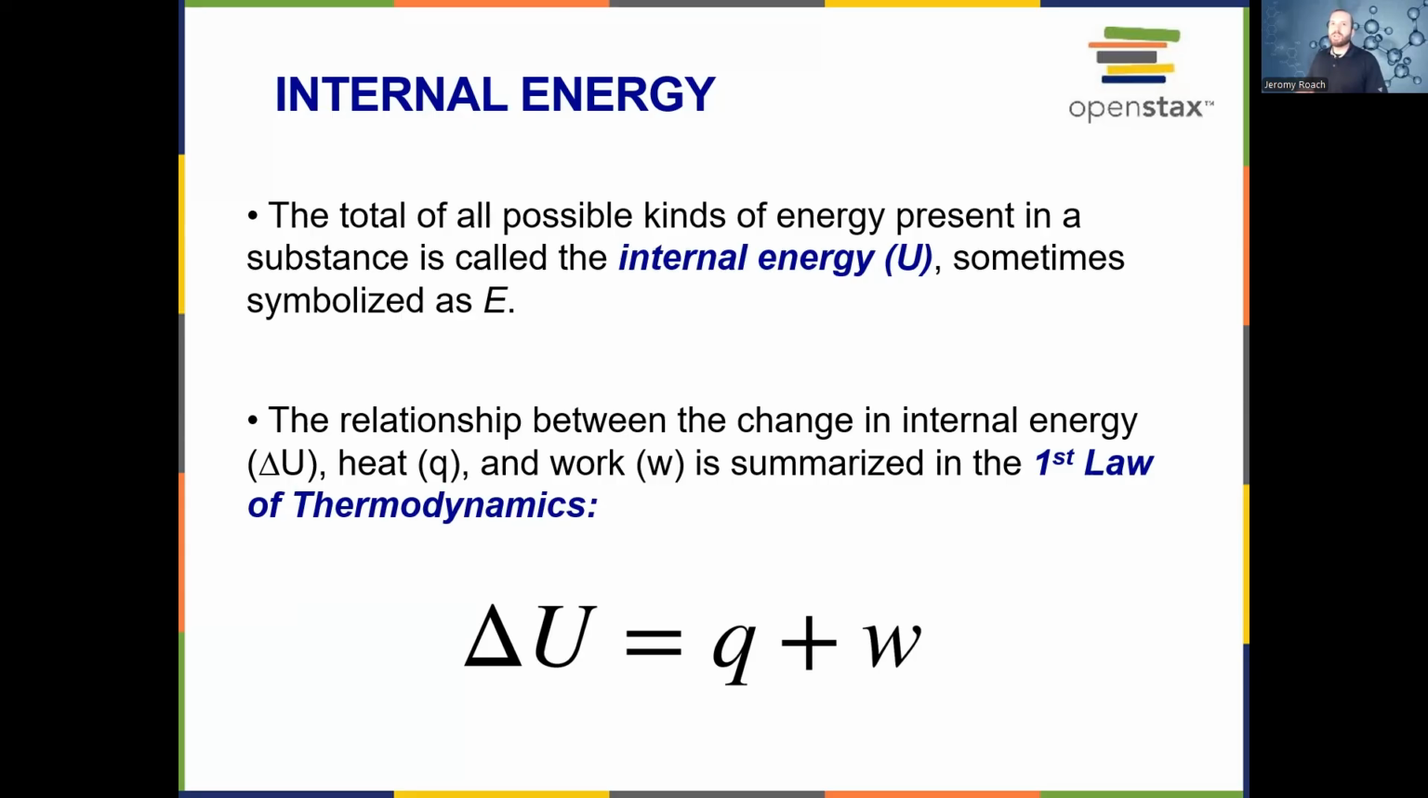Internal energy is a state function. Its value depends only on the system's current state and not how it got there. And the first law of thermodynamics says that delta U, or the internal energy change, is equal to the heat, Q, plus W, which is work.